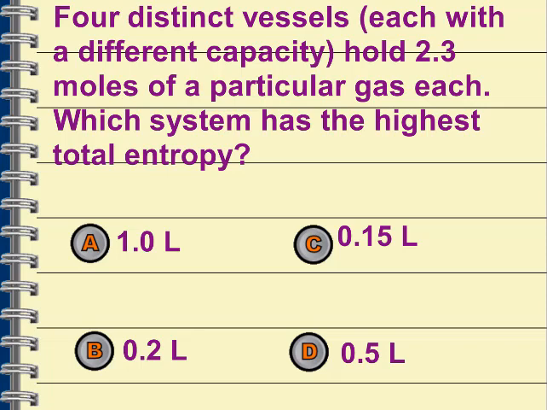Go ahead and pause the video and figure out which one has the highest entropy. So the one with the largest volume would have the highest total entropy because it would have the greatest amount of microstates like we saw in that last problem. So A was the correct answer.